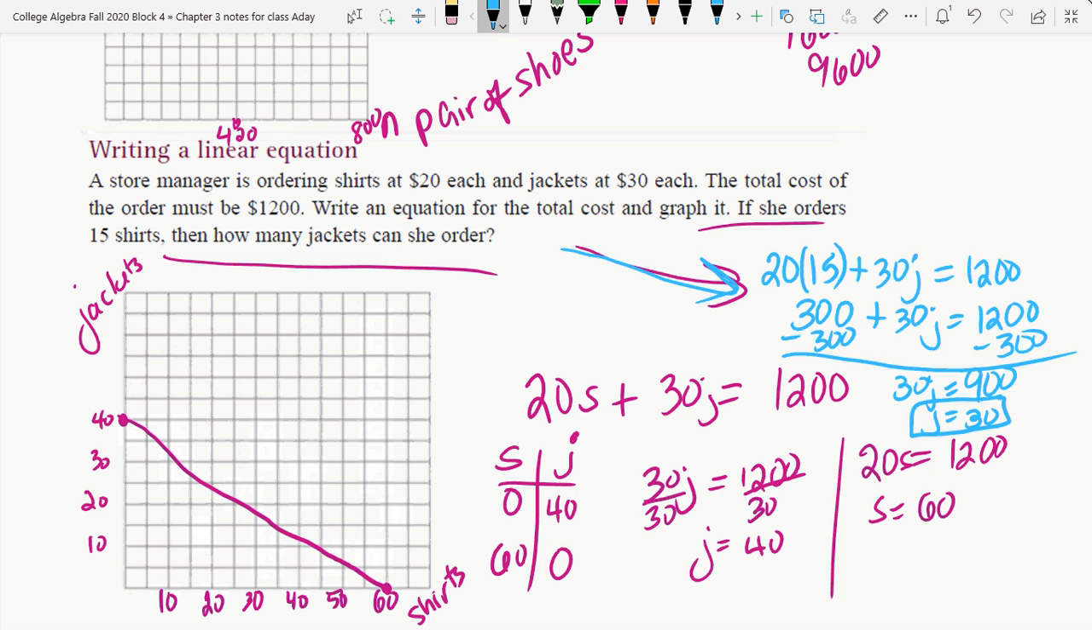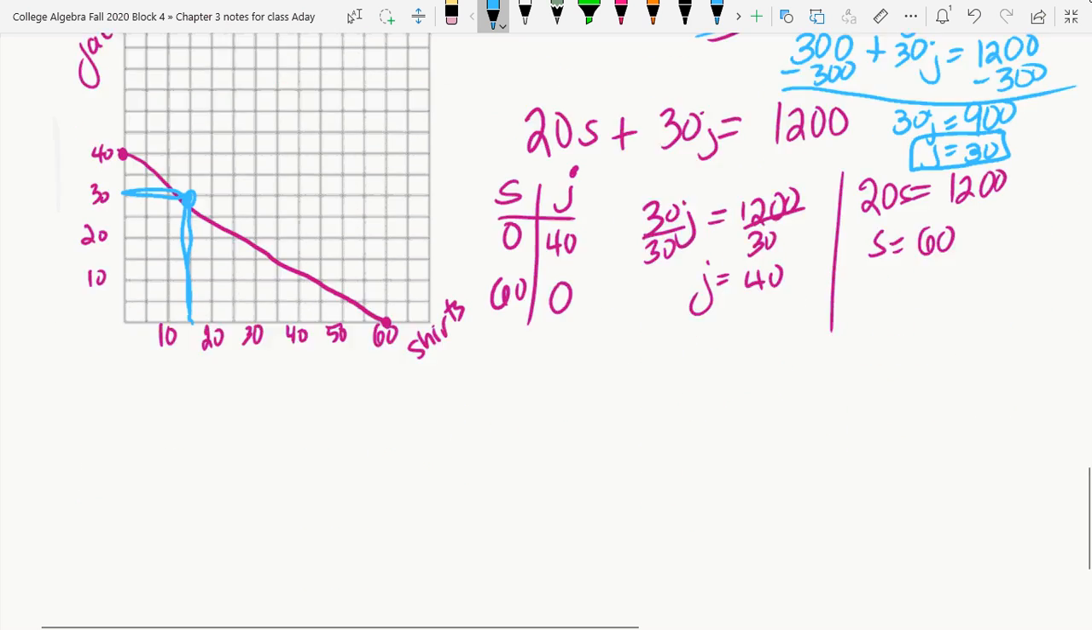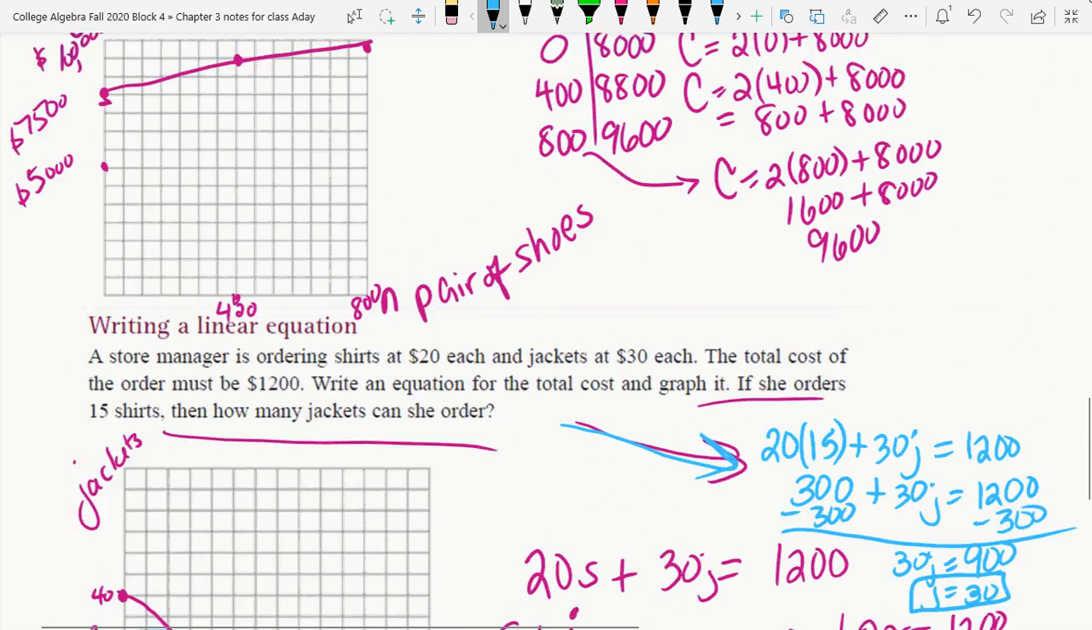So then look at our graph. If she ordered 15 shirts, it'll be here. My line is terrible, but it should have been 30, it looks like. So that covers 3.1.